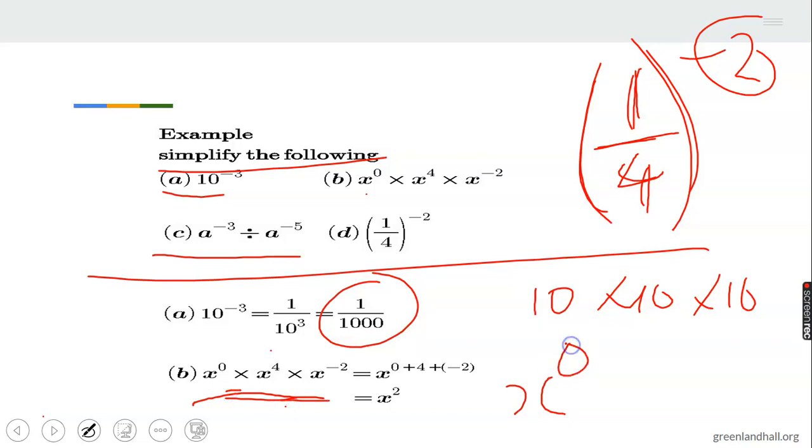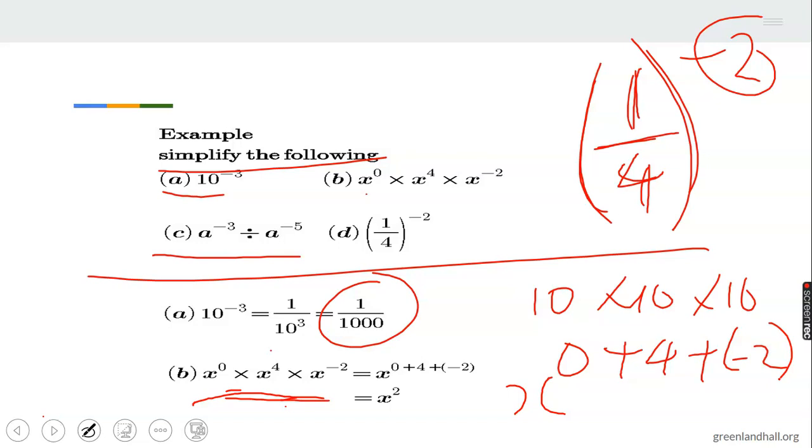Now, 0 plus 4 plus open bracket minus 2, because we are dealing with what? Multiplication. That means we are using addition. That is why we have plus open bracket minus 2 here. I use minus because we are dealing with two different types of sign, which are plus and minus.